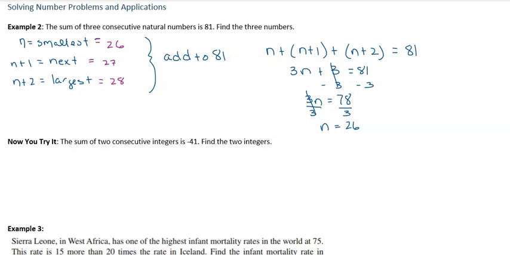All right, so why don't you try the sum of 2 consecutive integers is -41. Don't let the negative throw you.